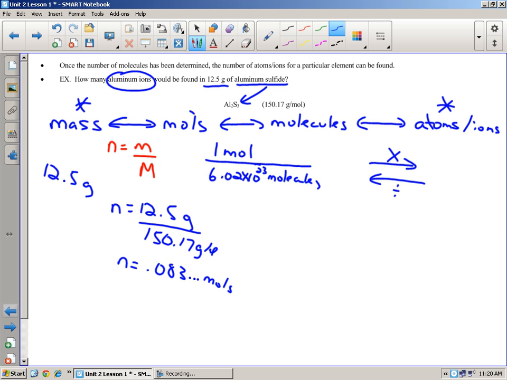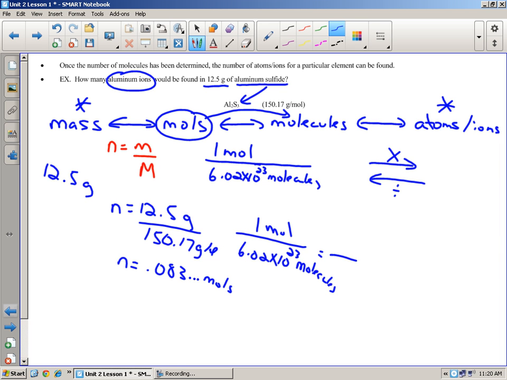So I'm here now. How am I going to get to molecules? Well, I'd probably use this ratio here. I know that one mole turns out to be 6.02 times 10 to the 23 molecules. I have 0.083 moles. I wonder how many molecules that's equivalent to. So cross multiply and solve. Some of you are saying, can't I just multiply those two together? Yeah, I don't care. Show me some work, though. That's all I care about.